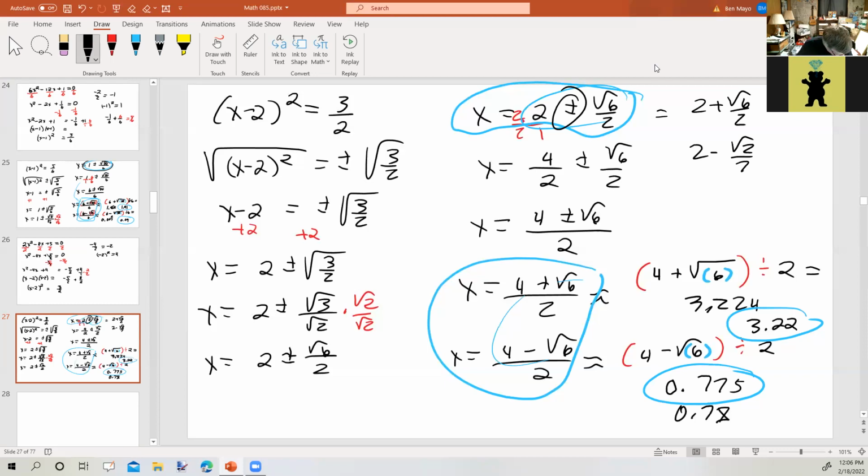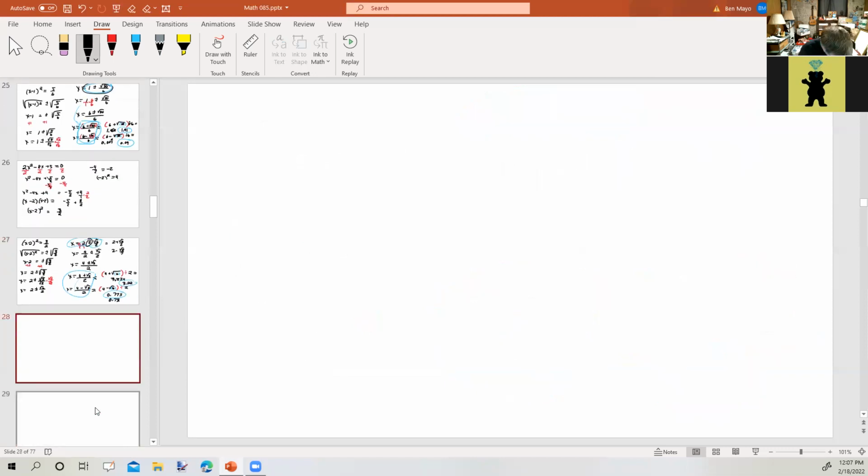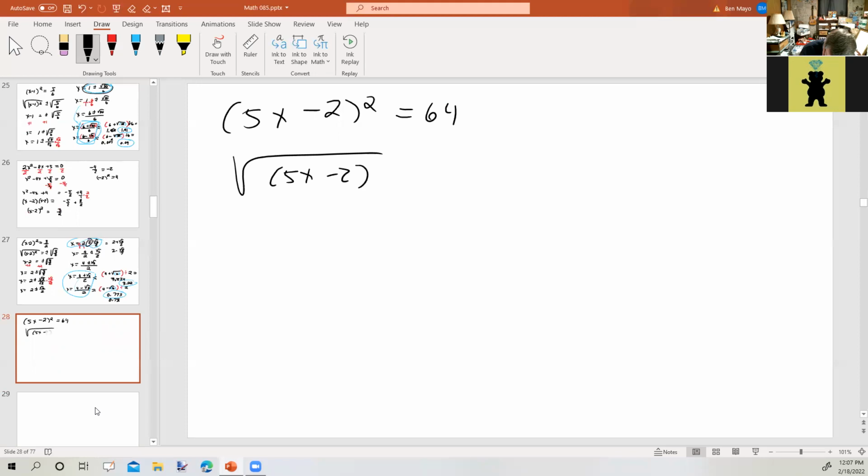Let's take a look at how about this one. 5x minus 2 squared equals 64. Solve each equation, approximate the solutions to the nearest hundredth when appropriate. This is already in the form that we started out the whole class in, right? So I could go ahead and take the square root of both sides.